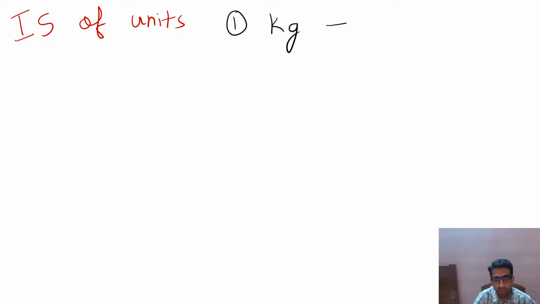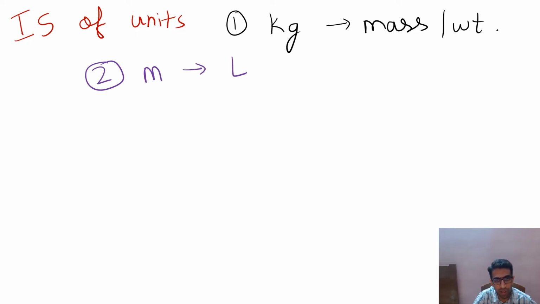Then talking about the International System of Units, also known as SI units. This basically uses, number one, kg for measurement of mass or weight. For measuring mass or weight, we use kilograms. Then it uses meter for the measurement of length. All of you are well aware of this. Third and the most important here is mole.